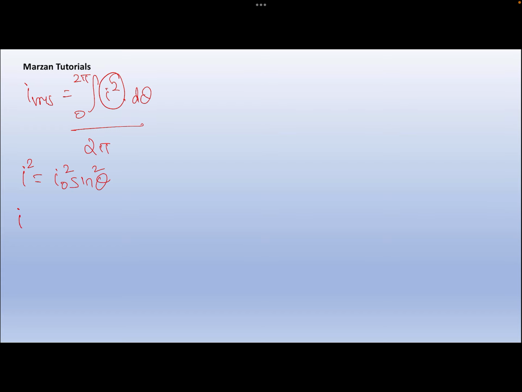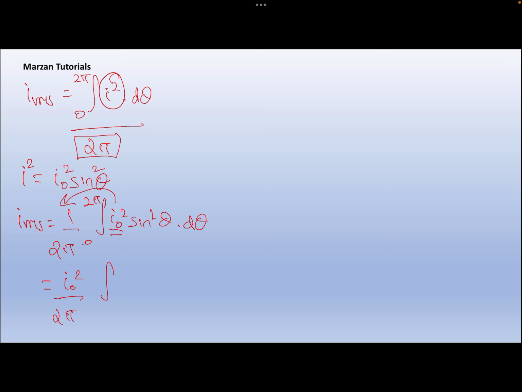So IRMS is equal to, I'll take this 2 pi outside as a constant, 1 upon 2 pi integration 0 to 2 pi I0 square sine square theta d theta. Now this I0 is also constant. It is the peak value, so we can take it outside. So this will become I0 square upon 2 pi integration of sine square theta d theta from 0 to 2 pi.